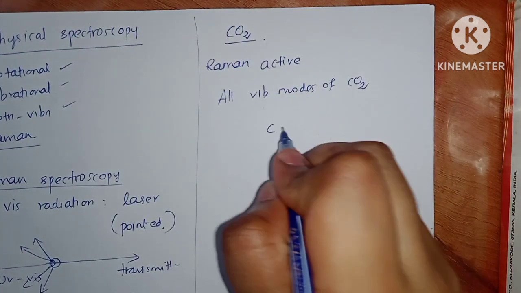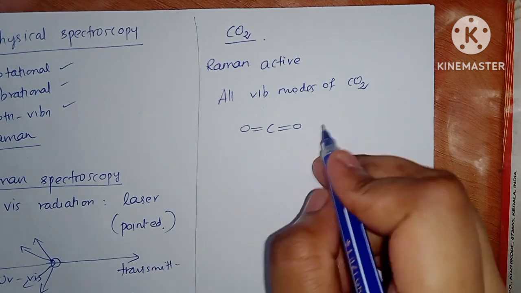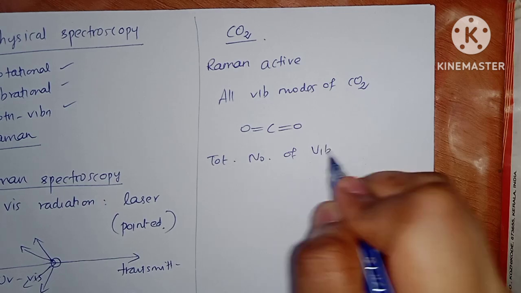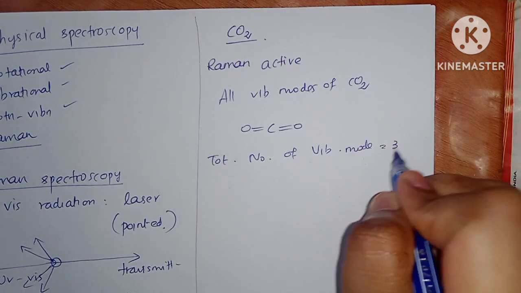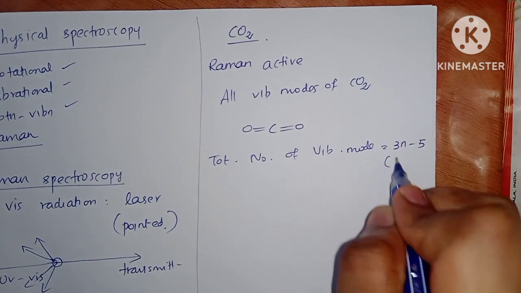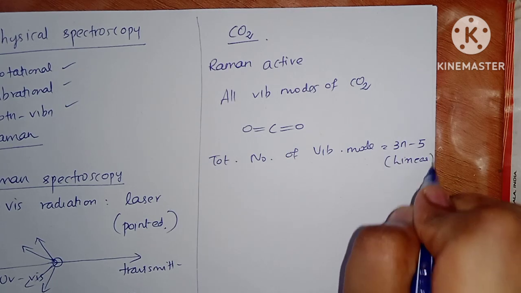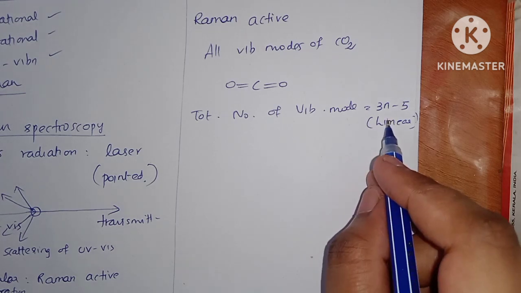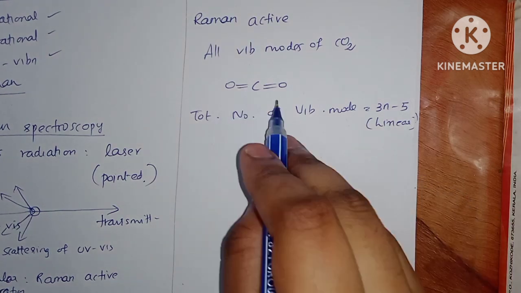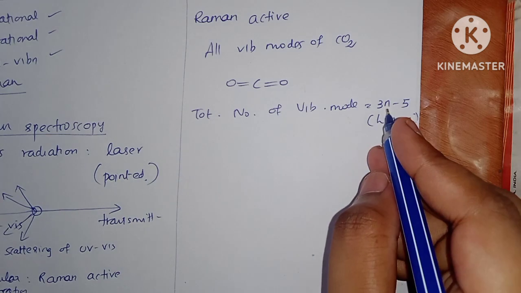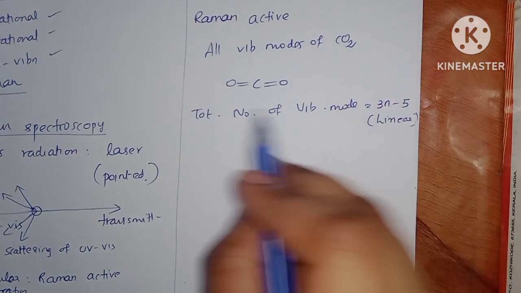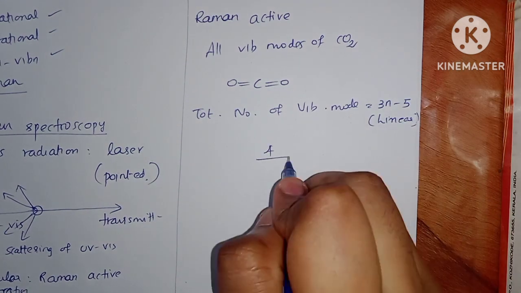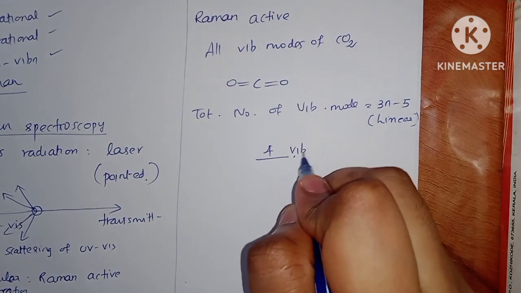So CO2 is a linear molecule, we all know. For a linear molecule, the total number of vibrational modes is equal to 3n minus 5, as it is a linear molecule. If it was a non-linear molecule, we would consider 3n minus 6. We are considering 3n minus 5 because CO2 is a linear molecule. Then for n we will put the number of atoms. Here 3 atoms are there, so 9 minus 5, we will get 4 total number of vibrational modes.